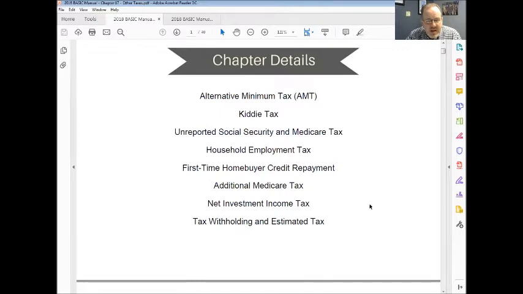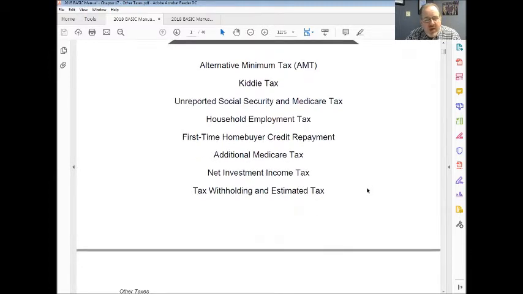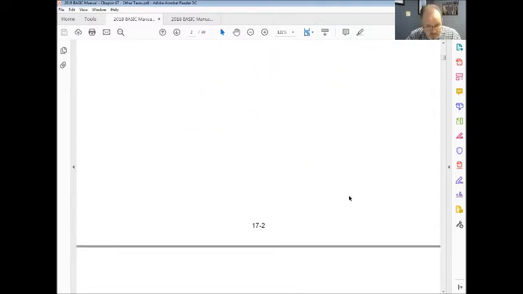Additional Medicare tax, that was something that came in with the ACA. It's a tax that was, again, on higher income to help support what they were doing with the Affordable Care Act, okay? And then we'll just let you read the net investment income tax and tax withholding and estimated. We're going to talk a little bit about estimated, more so in the problems that we'll take a look at, for those, okay?